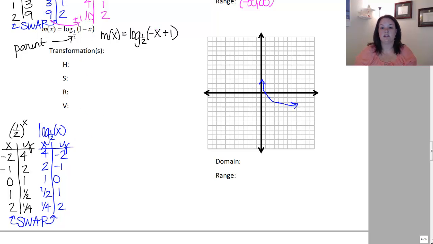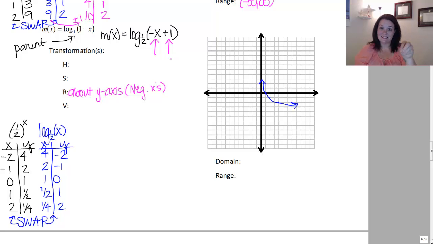So notice if I look at my function up here, I have two things happening inside the log. The first thing I see is I have this negative sign on my x's. If I'm negating my x's, that's a reflection about the y-axis. So a reflection about the y-axis, I negate my x's. Okay? And then I also have a plus 1.